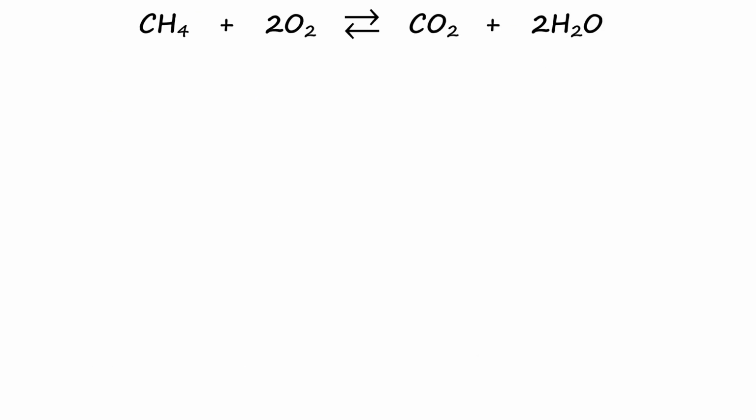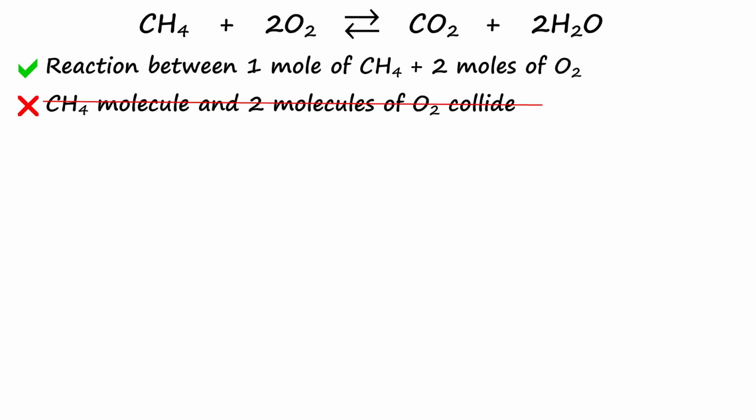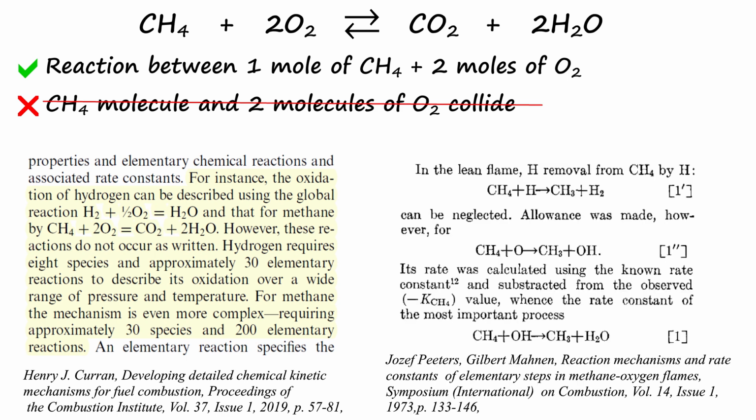To demonstrate that, let's take combustion of methane. The equation shows that 1 mole of methane reacts with 2 moles of oxygen, assuming complete combustion. It doesn't mean that a methane molecule collides with 2 molecules of oxygen in a single step, giving carbon dioxide and 2 molecules of water. There are many steps, in fact approximately 200, that is, 200 elementary reactions, and the mechanism is mainly radical in nature.